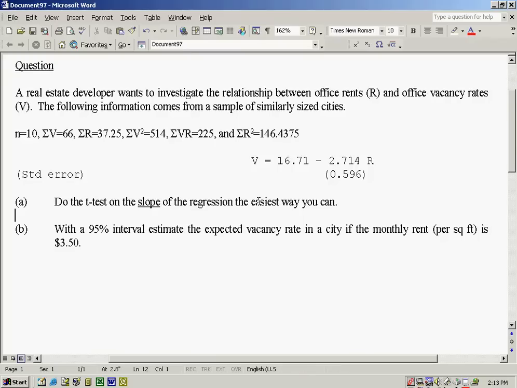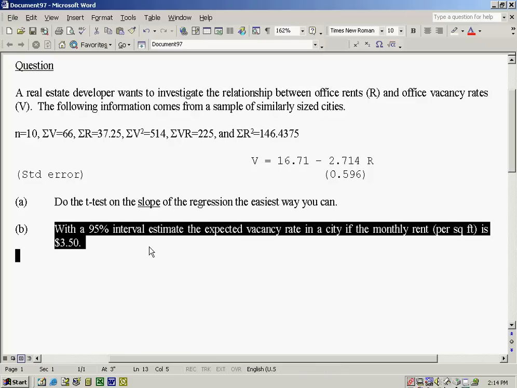Now let's go back to our example and look at part B, which involves an interval estimation. With a 95% interval, estimate the expected vacancy rate in a city if the average monthly rent per square foot is $3.50. Note above that the vacancy rate, which is called V here, is the Y variable. In front of that we have expected, so this is the expected value of Y given X.